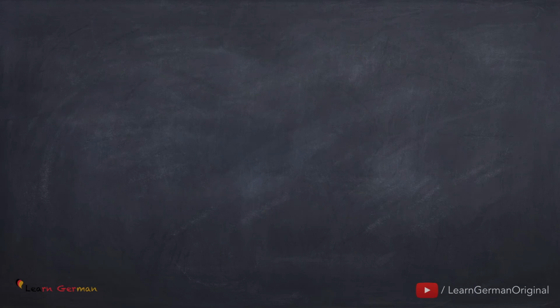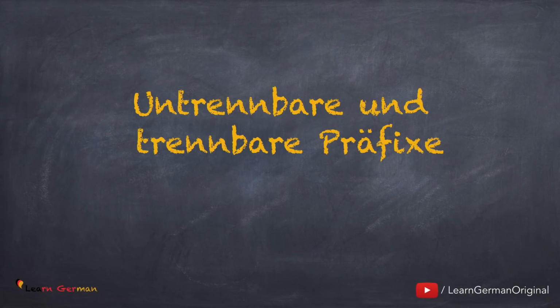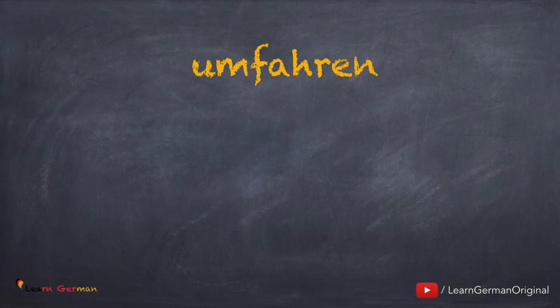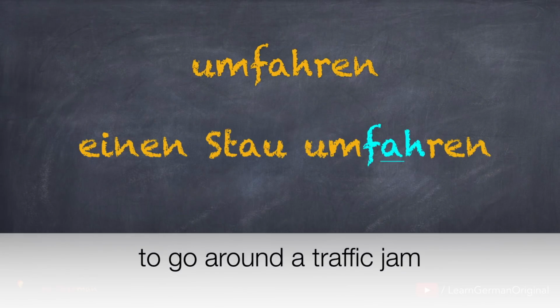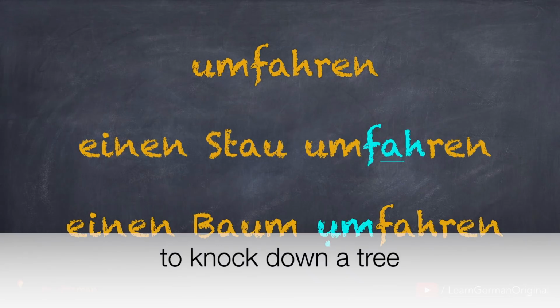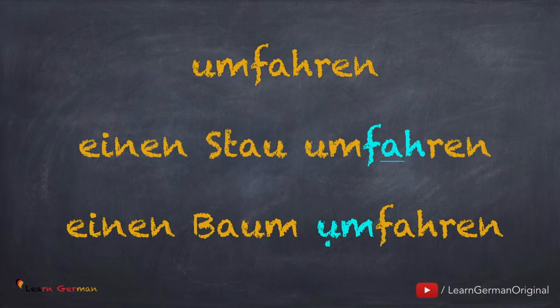There are some verbs or some prefixes which are both separable and non-separable. Their word accent tells you whether they should be separated or not. For example, umfahren, einen Stau umfahren. Oder einen Baum umfahren. We just learned when the accent is on the verb stem, then the verb is not separable, whereas when the accent is on the prefix, then it's separable.